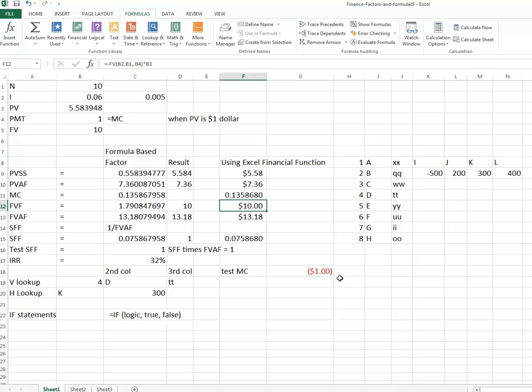Using the Excel function, I see that the future value is a function of the interest rate, the number of periods, the payment, and the present value. So in this case, we get the same exact result using a future value of an annuity function. $1 for 10 periods, compounding at 6%, will be $13.18 at the end of 10 periods.